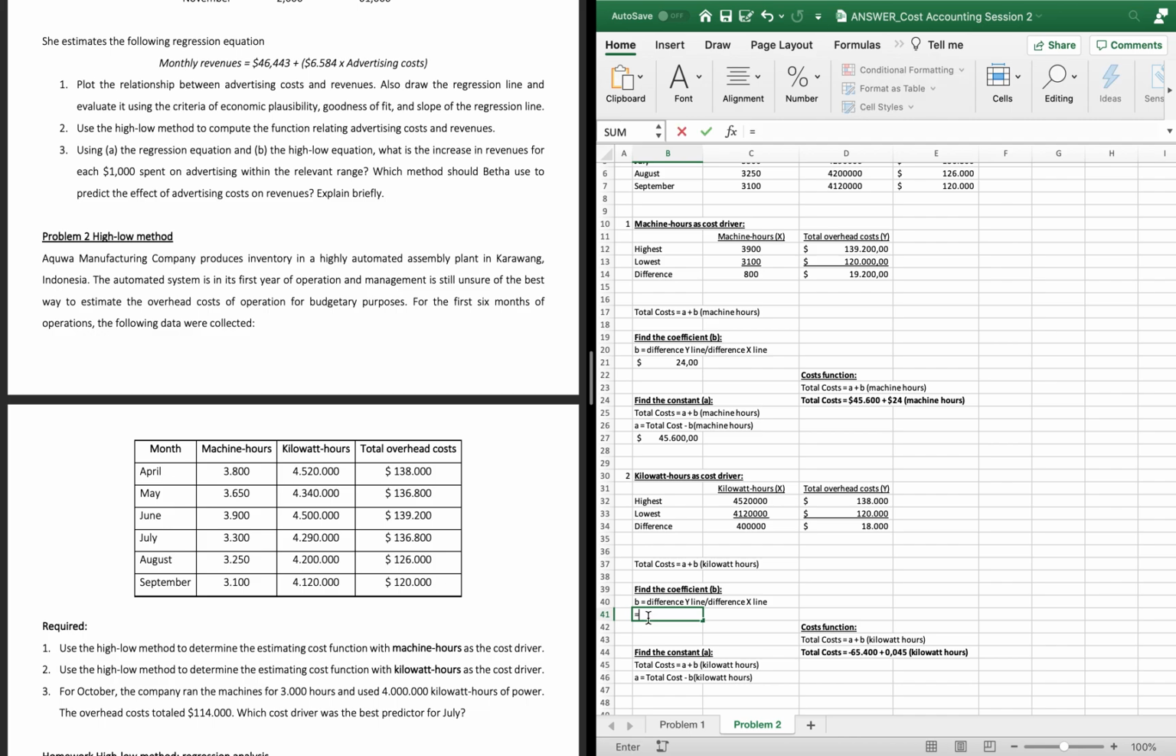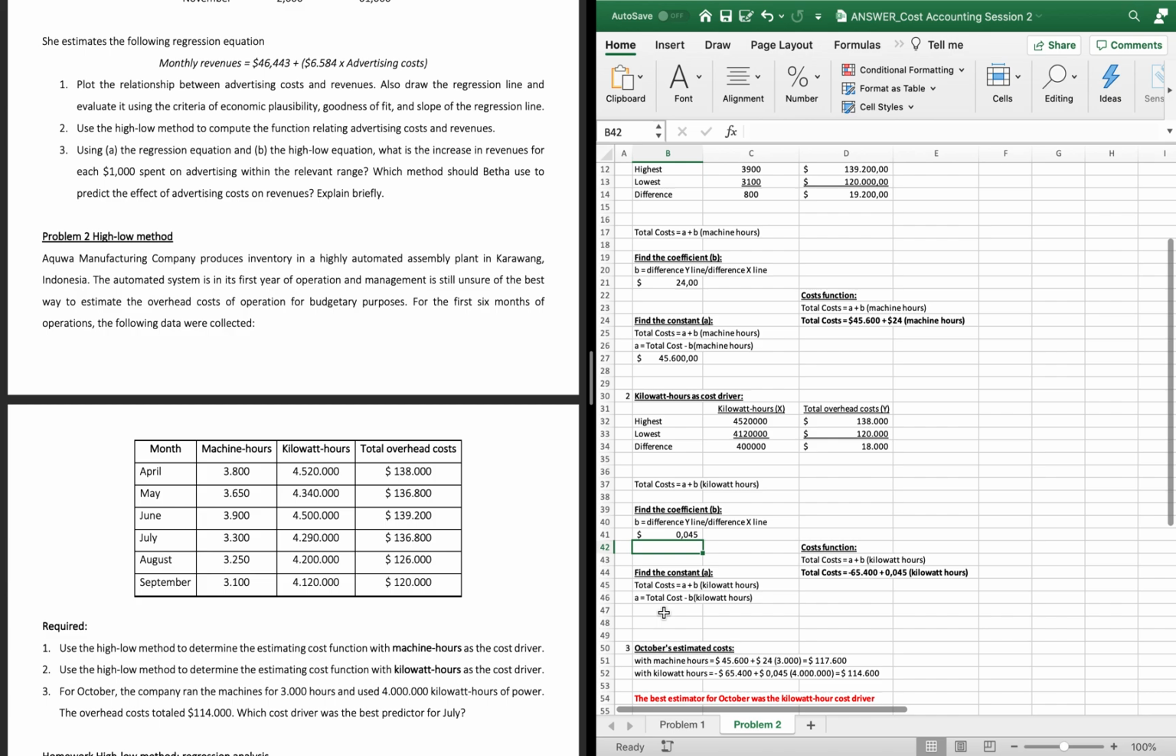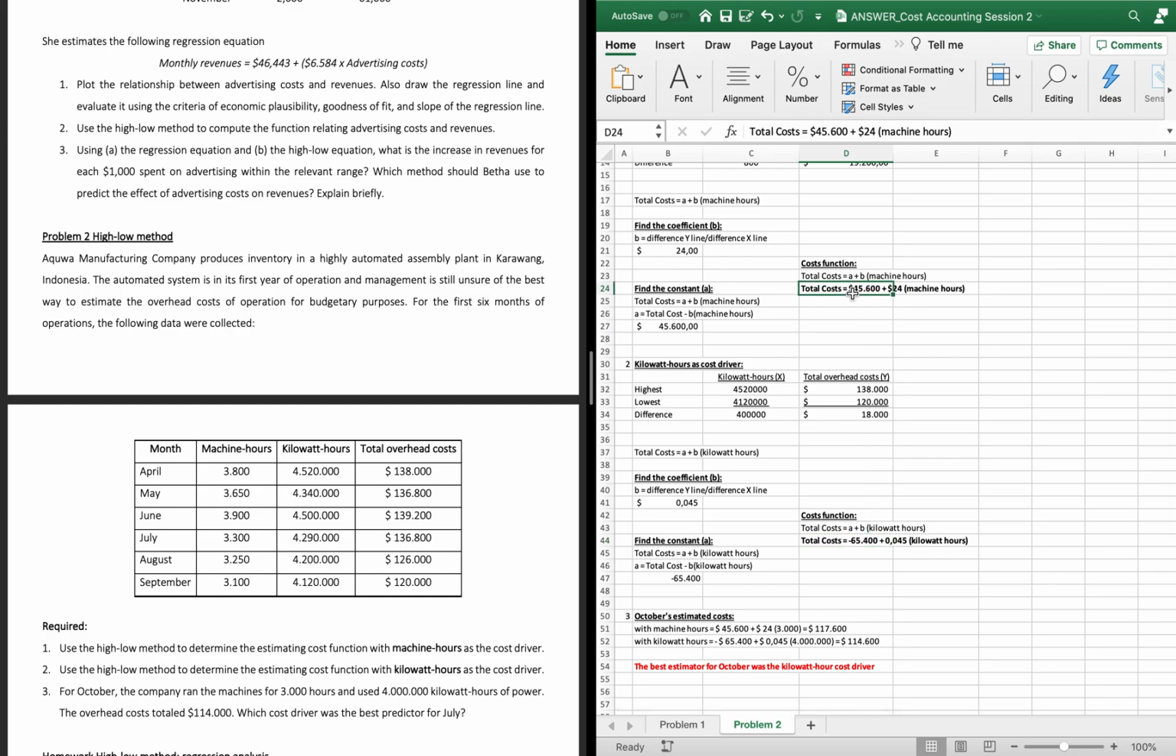Next, we will find the B: the difference of the dependent variable divided by the difference of the cost driver. Then we will find the A. I'm going to use the highest now. So it is the total overhead cost minus B times the highest of the cost driver, which will result in minus 55,400. So we get the cost function as the total cost equals minus 65,400 plus 0.0445 times the cost driver, which is the kilowatt hour. Okay, we already have the cost function with the 2 cost drivers.